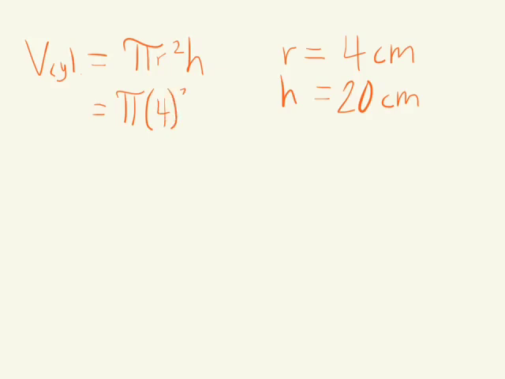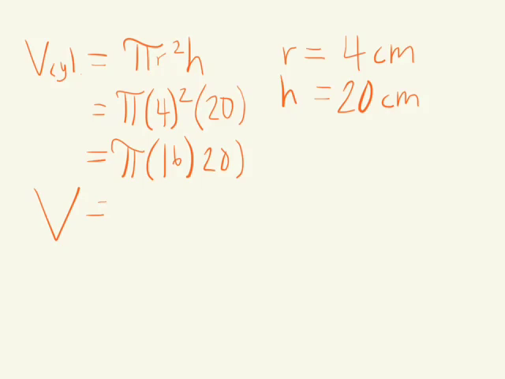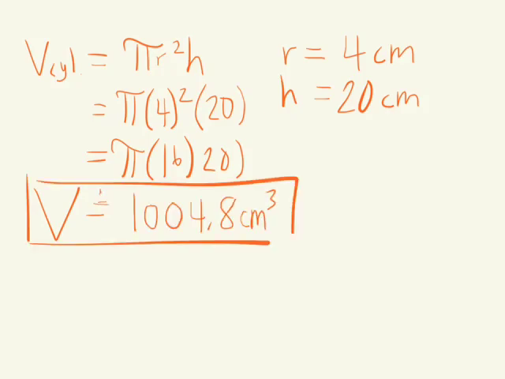Using BEDMAS, which part of the equation are you going to do first? Exponents. So 4 times 4? 3.14 times 16 times 20. What do you get? When we calculate it, we find the volume of the cylinder is 1,004.8 centimeters cubed. What was this question asking us to find?